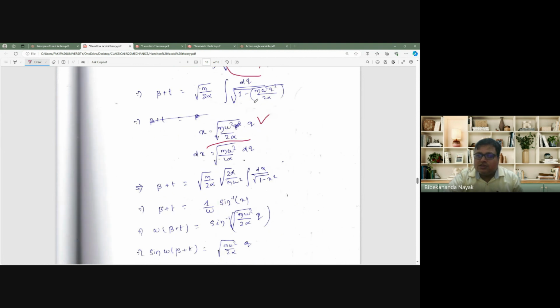That means beta plus t is equal to this one. Beta plus t will become, if we substitute here, this is x square. So correspondingly dq will be calculated. dq will be this one.